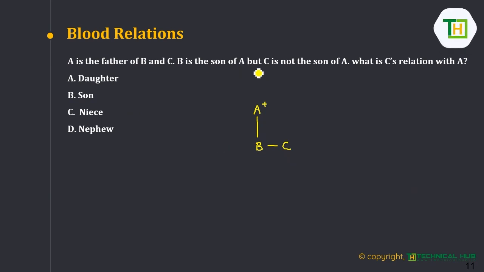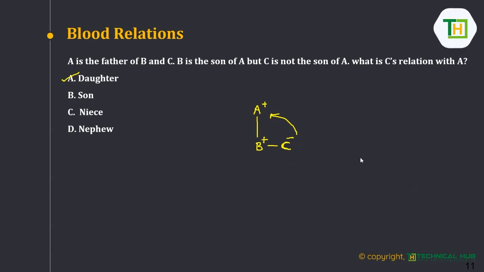B is the son of A, but C is not the son of A. So B is the son of A means B is male. C is not the son of A means C is female. So what is C's relation with A? Okay, so what is C's relation with A means how is C related to A? So it is very clear C is the daughter of A. Okay, so nothing complicated in this question here.